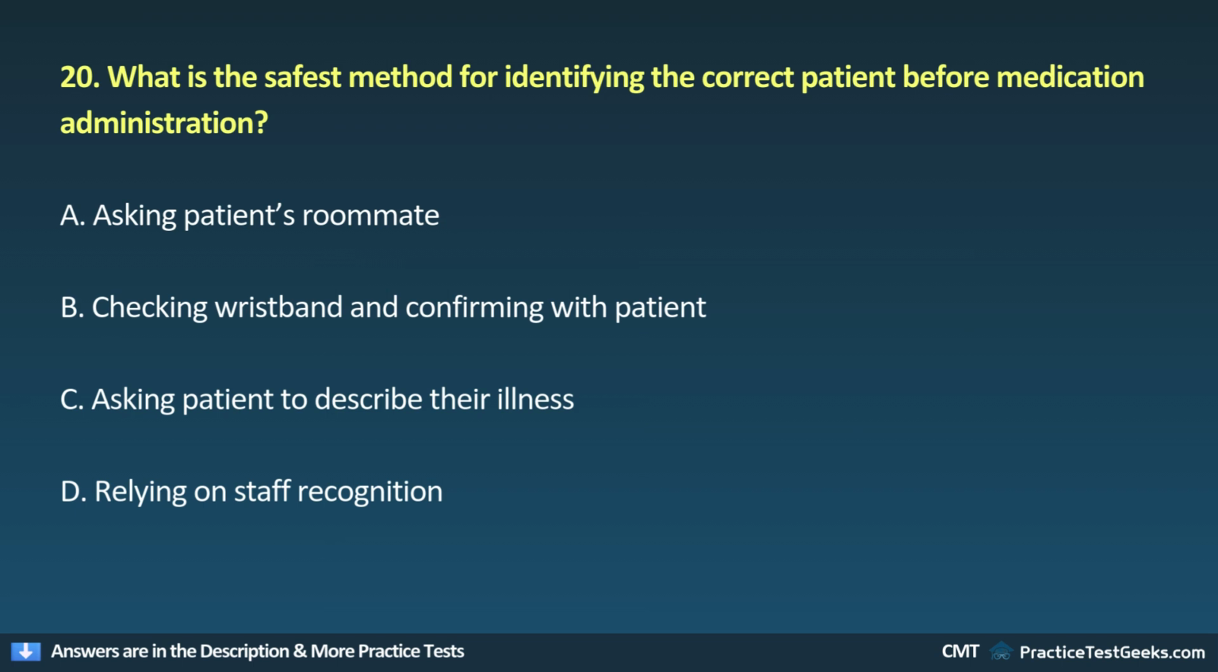20. What is the safest method for identifying the correct patient before medication administration? A. Asking patient's roommate. B. Checking wristband and confirming with patient. C. Asking patient to describe their illness. D. Relying on staff recognition.